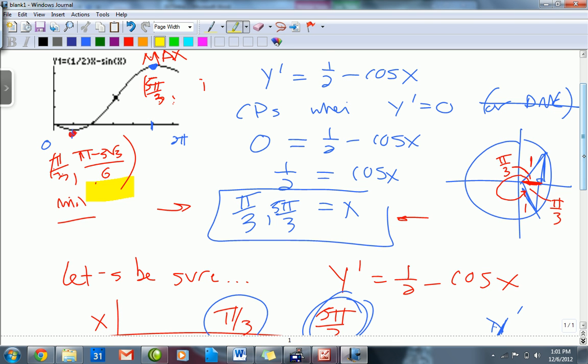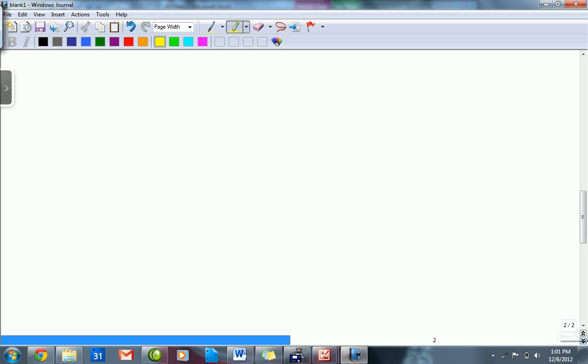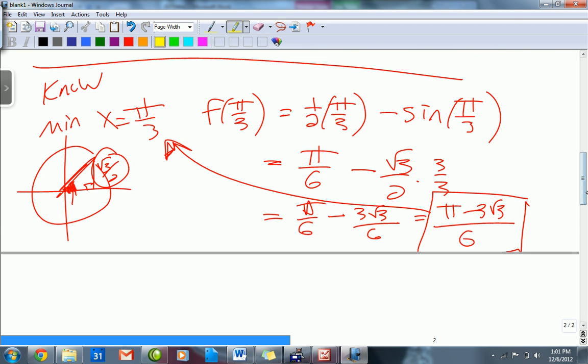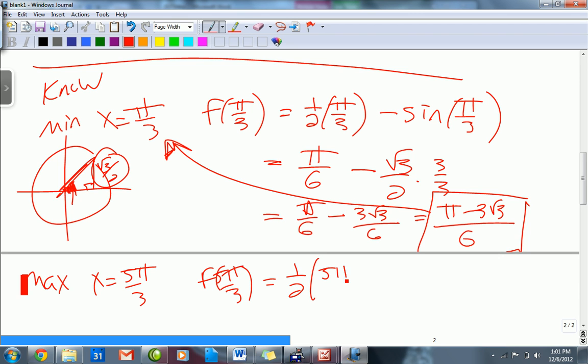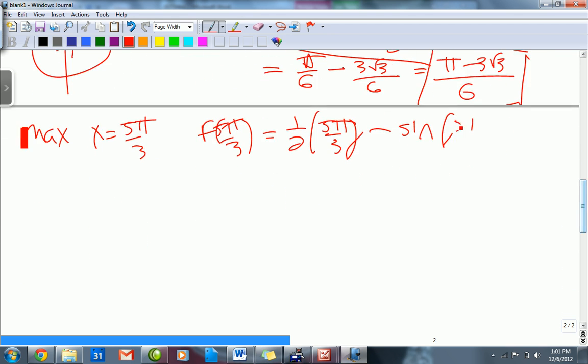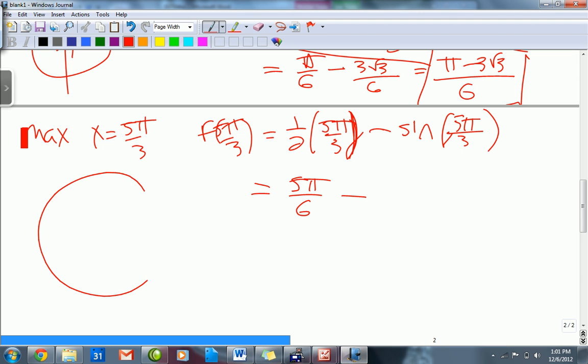The maximum value, I'm going to plug in 5 pi over 3, right? Because I know that's where a max happens. So I'm going to plug 5 pi over 3 in for x. So max when x is 5 pi over 3. So f of 5 pi over 3 is equal to half of that x minus the sine of that x. Again, that's the original function, 1/2 x minus sine x. Right? So that ends up being 1/2 of 5 pi over 3, that's going to be 5 pi over 6, minus the sine of 5 pi over 3.